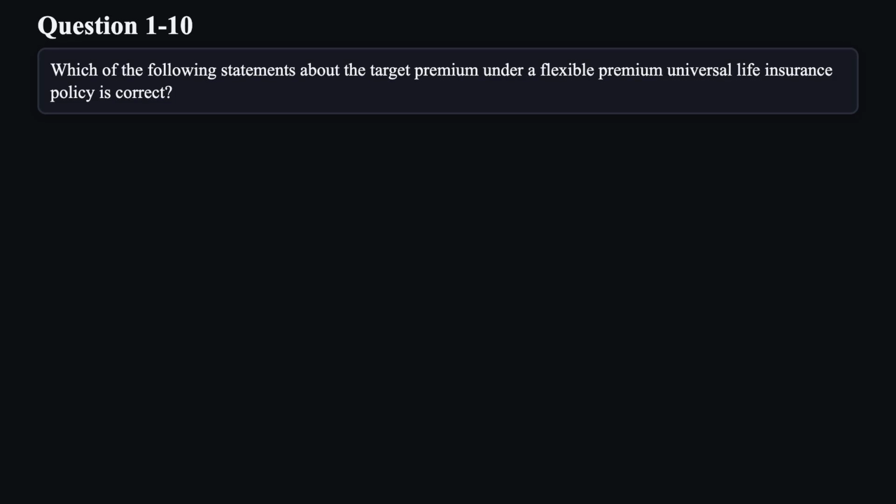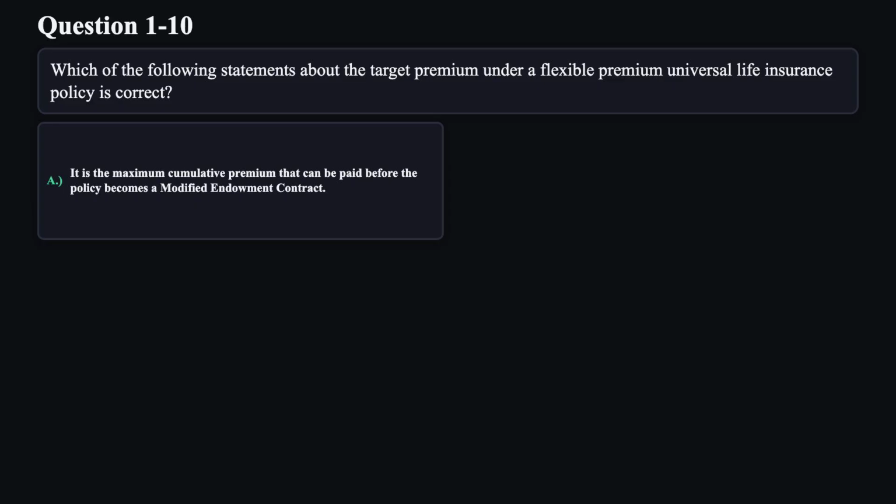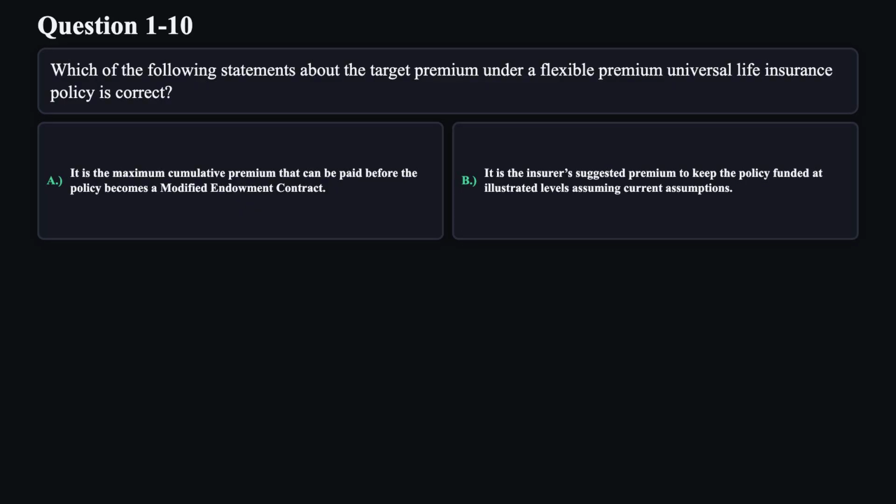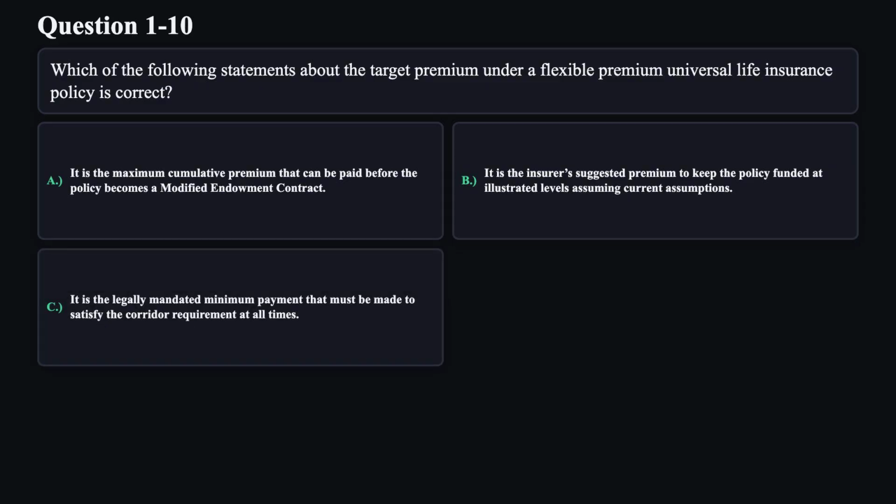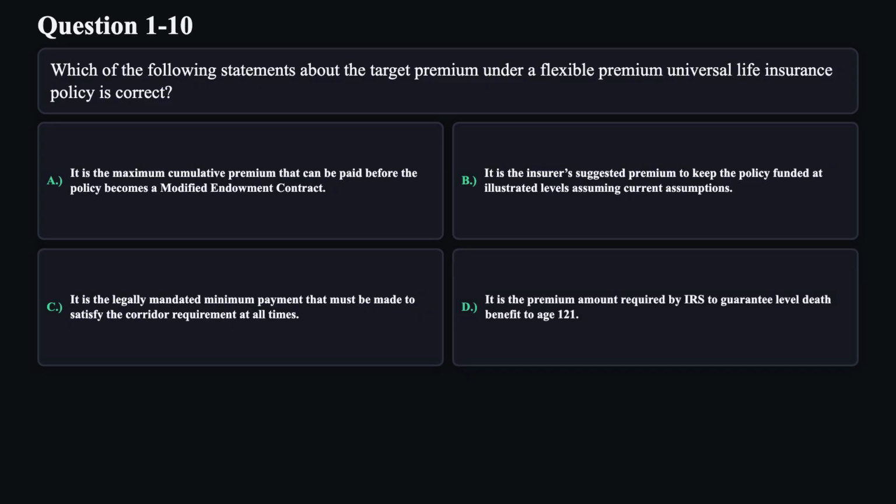Question 10. Which of the following statements about the target premium under a flexible premium universal life insurance policy is correct? A. It is the maximum cumulative premium that can be paid before the policy becomes a modified endowment contract. B. It is the insurer's suggested premium to keep the policy funded at illustrated levels assuming current assumptions. C. It is the legally mandated minimum payment that must be made to satisfy the corridor requirement at all times. D. It is the premium amount required by IRS to guarantee level death benefit to age 121.